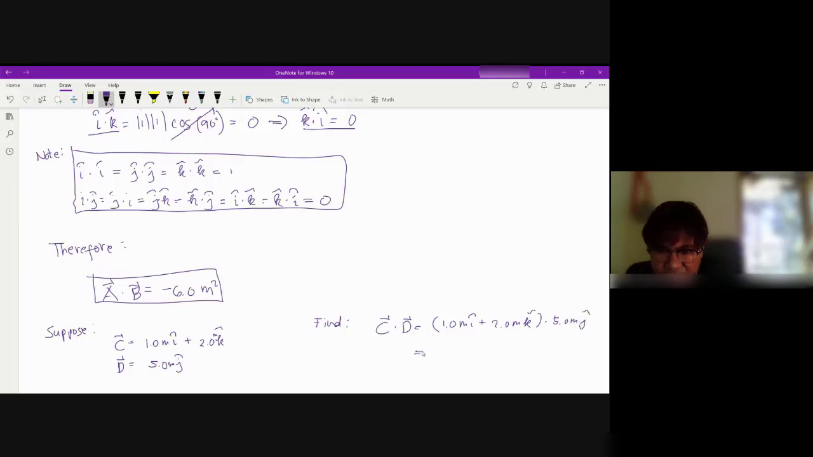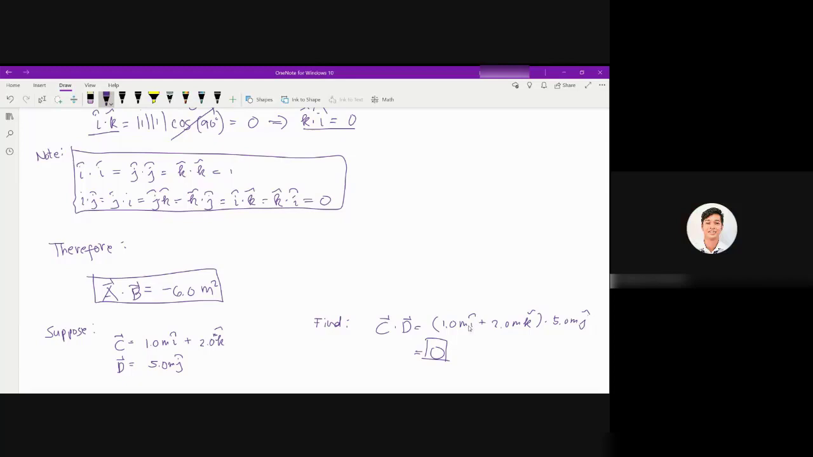Can I have an answer, class? So this one is I dot J, that's 0. How about this? K dot J is also 0. So therefore, this is actually 0. There are no matching unit vectors. Got it? Yes, sir.